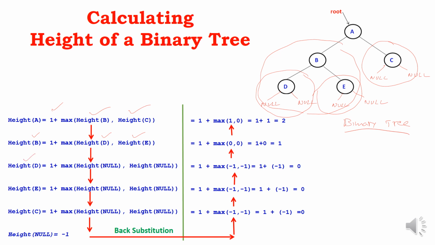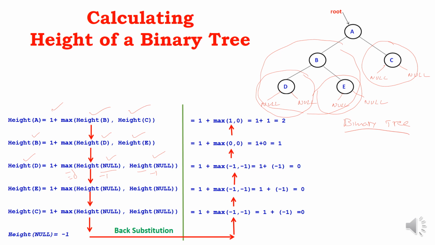Height of D is 1 plus the height of its left subtree and height of its right subtree. Left subtree is null, right subtree is null. That is an empty binary tree. So 1 plus maximum of height of null and height of null. Height of null is minus 1. Minus 1 comma minus 1. Maximum is minus 1. 1 minus 1 is 0. So height of D could be 0.